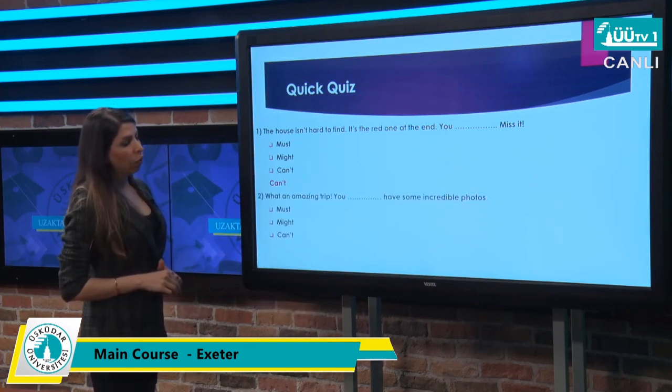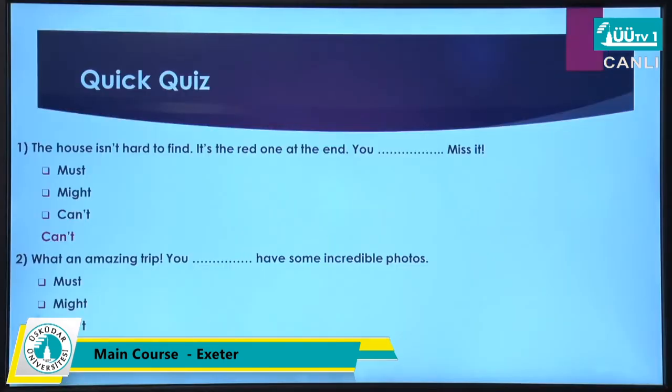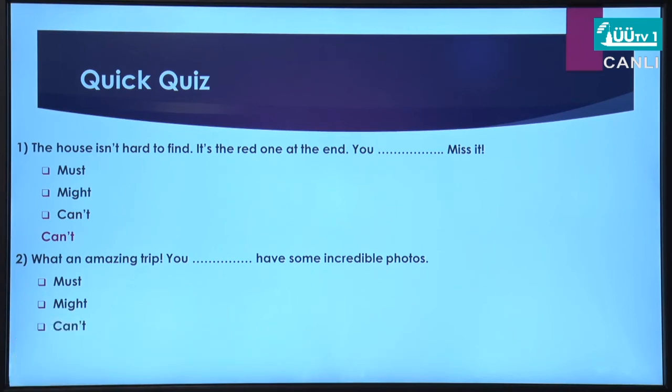And what an amazing trip. You must have some incredible photos. You might have some incredible photos. You can't have some incredible photos. It's easy to guess, yeah? Because it is talking about possibilities. And we had already mentioned that whenever we are talking about possibilities, we have to use might. Am I right? Yes. Perfect.